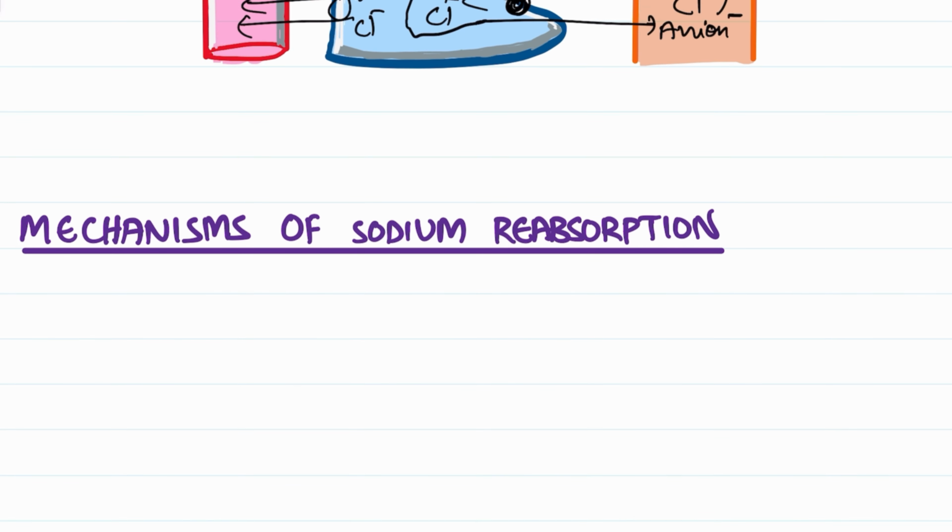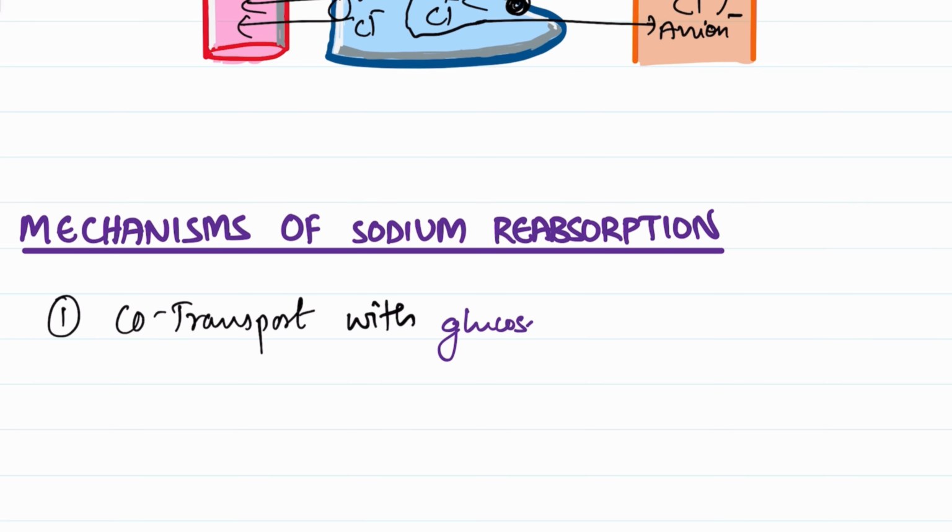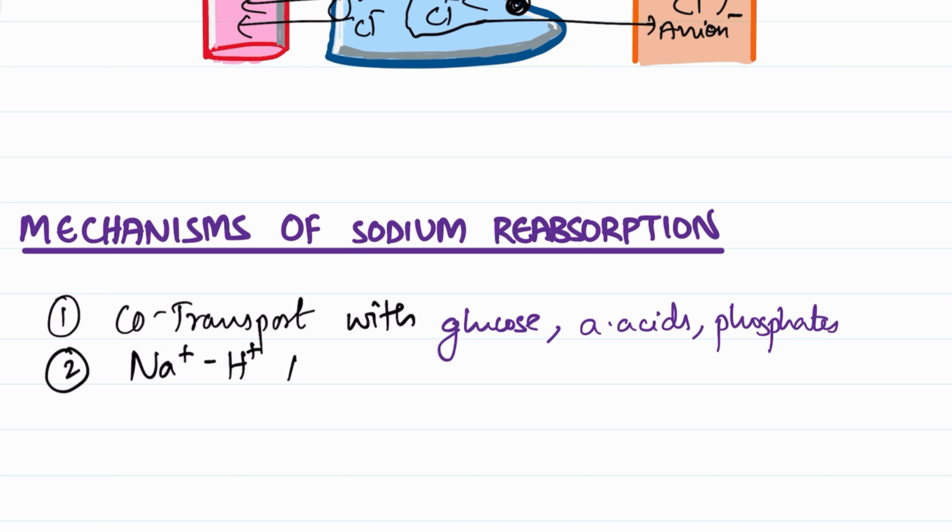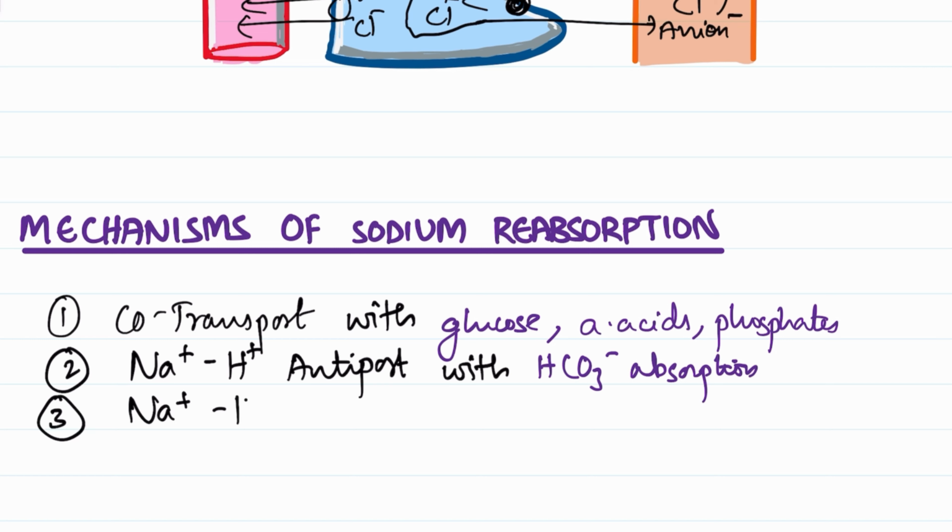So let's write down the mechanisms. There are four mechanisms, and the first one is the co-transport mechanism with glucose, amino acids, phosphates, etc. The second mechanism is the sodium H plus antiport associated with bicarbonate absorption. The third mechanism is again the sodium potassium, hydrogen or H plus antiport with chloride absorption.